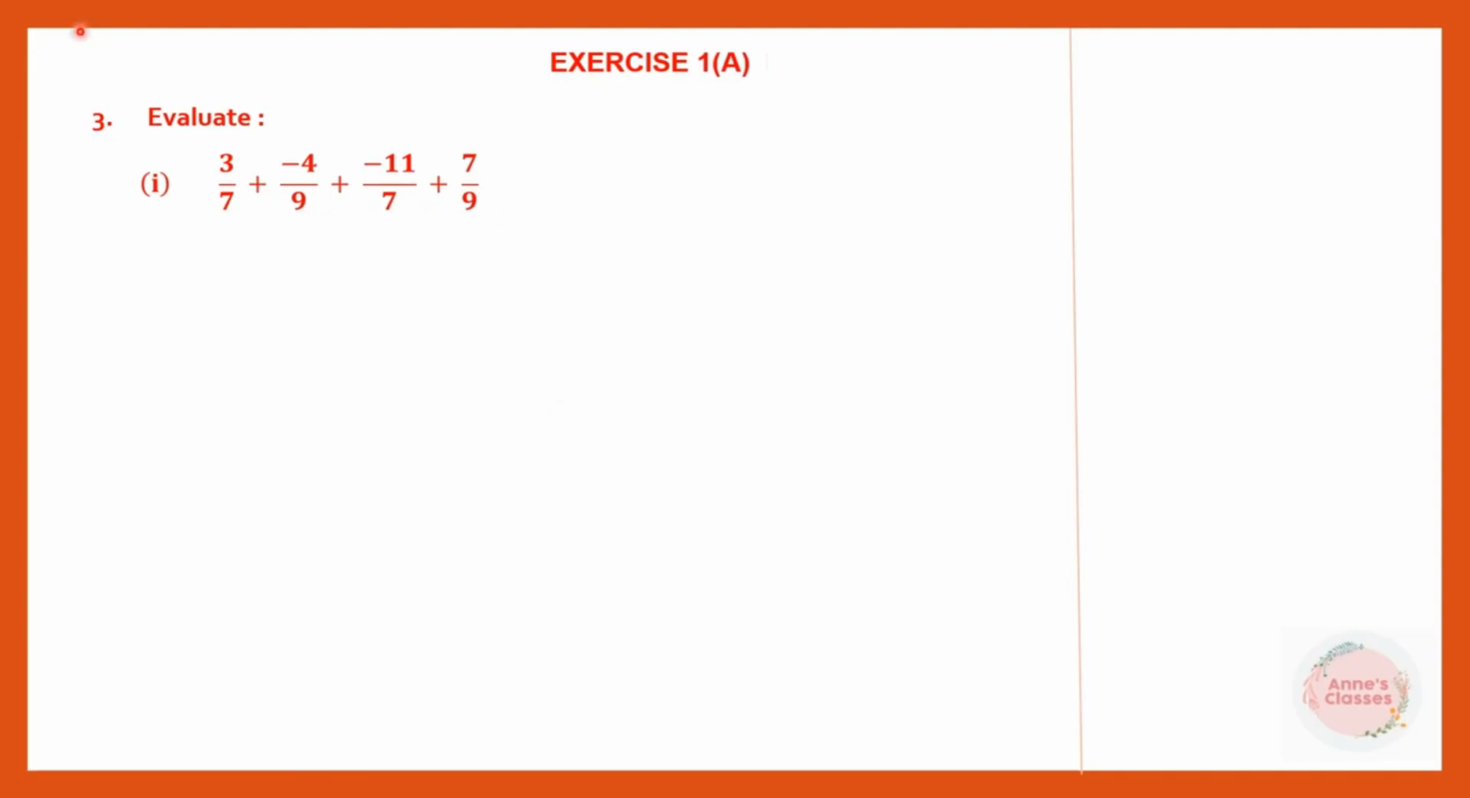So let's write that. Let's take this one, that is 3 by 7, and write it first, and take the next one with the denominator 7, that is minus 11 by 7. So plus minus 11 by 7. So this is one group. Plus, let's take the others. So this will be now minus 4 by 9 and the other one with the same denominator, plus 7 by 9. So this is the second group.